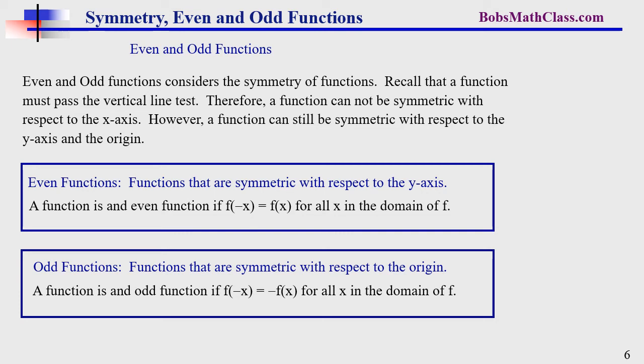An odd function, odd functions are symmetric with respect to the origin. And this is saying that if f of negative x equals negative f of x, then it's an odd function. So what that's saying is, if you replace x with negative x, and you get almost the same thing except a negative in front of the whole function, then it's an odd function. I know, a little tricky, but we'll do some examples.